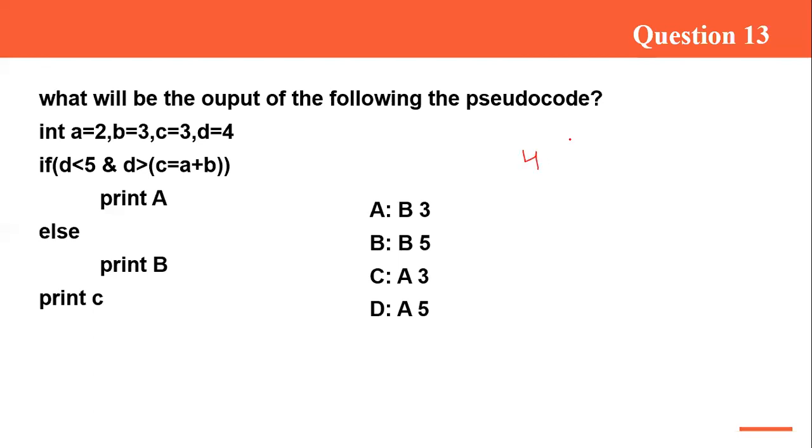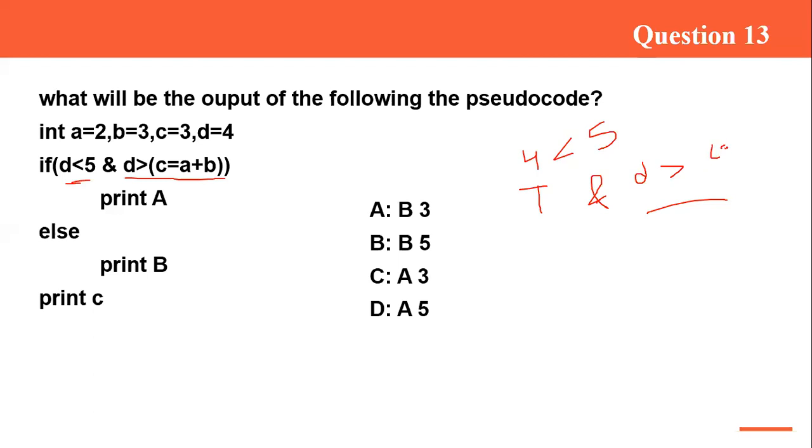D is 4. 4 less than 5. Is it true or false? It is true. True means what do we consider if I have to consider some binary value? No problem, consider true only. I'll consider T. And we have something. Let us check that. D greater than C is equal to A plus B. We are writing D greater than C is equal to A plus B.